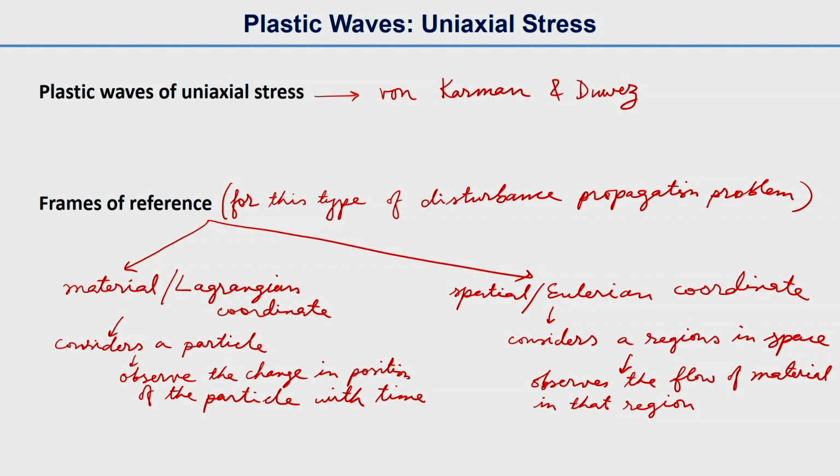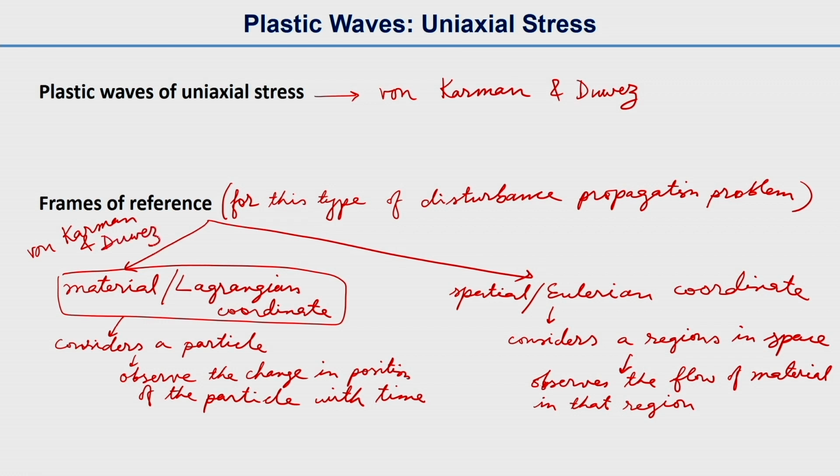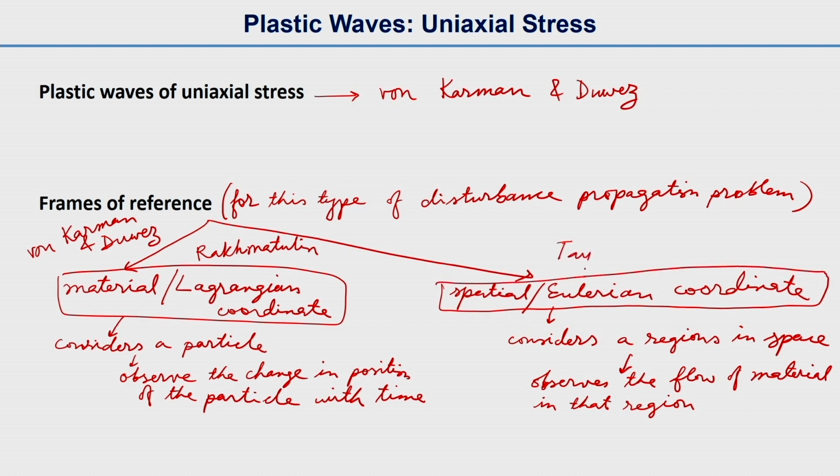So it's basically von Karman and Duez. For the material and Lagrangian coordinate, they used the von Karman and Duez, and also Rahmatulin. They used the material and Lagrangian coordinate, and on the other hand, the spatial or Eulerian coordinate, Taylor used it for his theory of plastic wave.